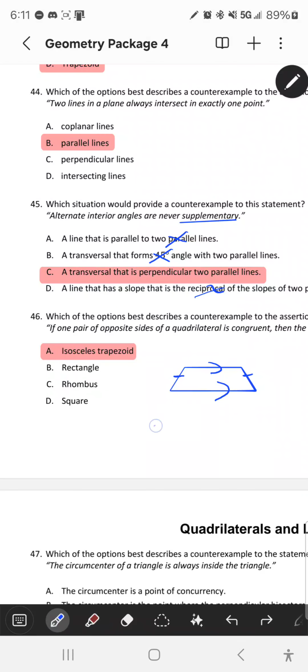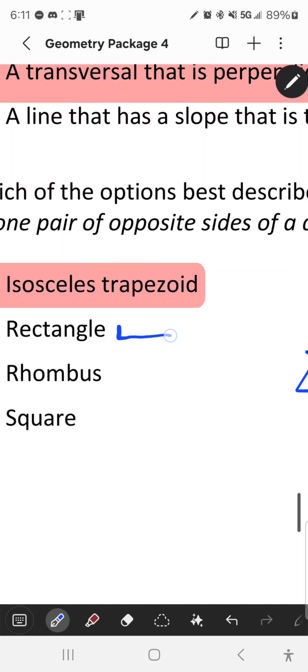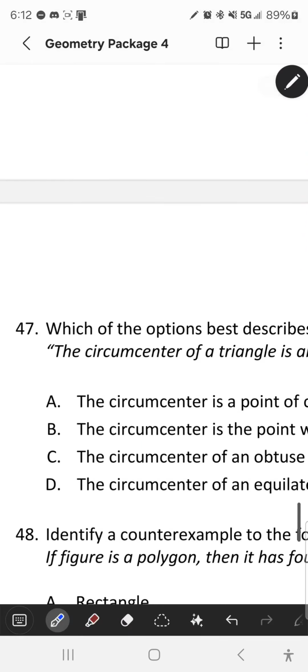Okay, let me keep that one. For a rectangle, it is a parallelogram. The opposite sides are parallel to each other. This one is parallel to this one, and this one is parallel to this one. A rhombus, again, is a parallelogram. Parallel, parallel, parallel, parallel. Then a square is also a parallelogram. This one is parallel to this one, and this one is parallel to this one. So it leaves us with the isosceles trapezoid.